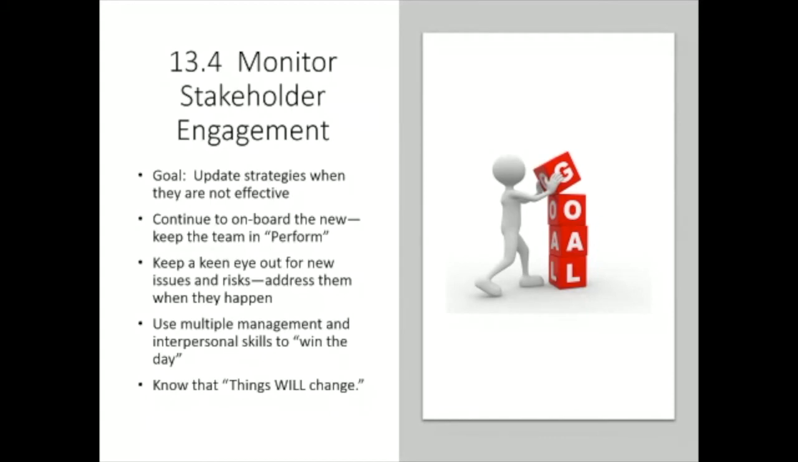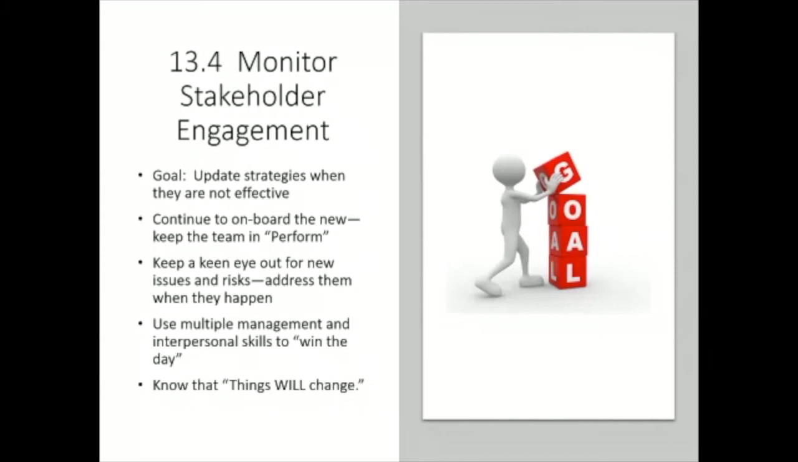Update your strategies when they are not effective. I think I have this on the next slide, but what is the definition of insanity? Doing the same thing over and over again and getting the same results. And those results are not effective. If a strategy is not working, if you have somebody who is resistant and they remain resistant, don't keep doing the same thing that you're doing that's not getting results.